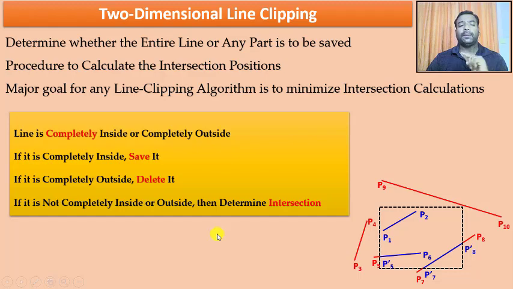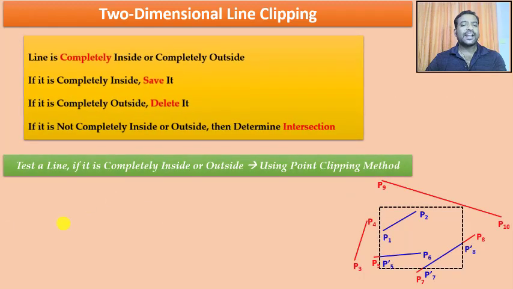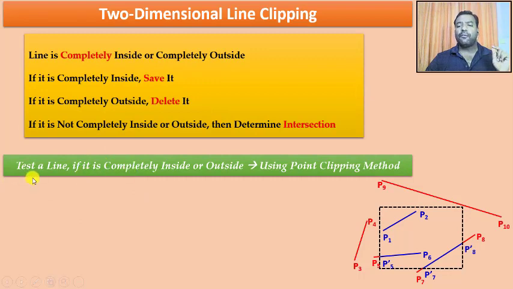This is what your line clipping algorithm is supposed to do. Now we will see how exactly this is going to work. Whenever we get a line, we are going to test whether it is completely inside or outside using the point clipping method. We test every line by taking the points of the line, because we know that every line is made up of 2 points.